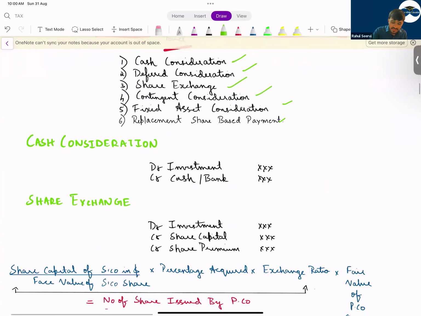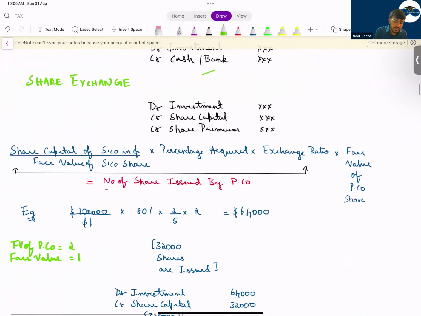Now cash consideration: debit investment, credit cash, no issues in that. Share exchange: debit investment, credit share capital and share premium. Whenever you do this, please read the question carefully, whether the parent company acquiring a subsidiary has done the adjustment for the share exchange, and whether they have increased the share capital and share premium.